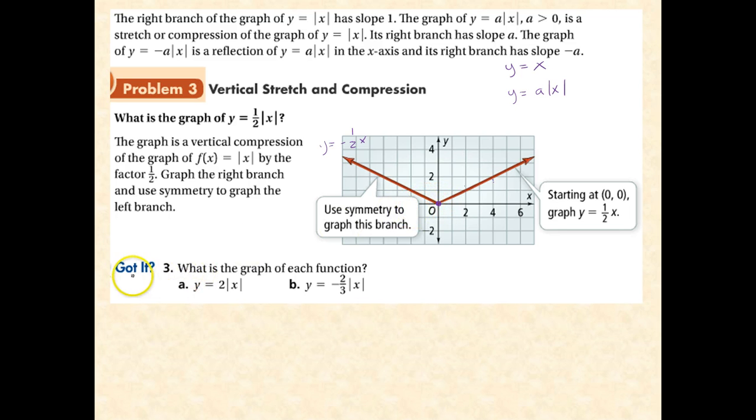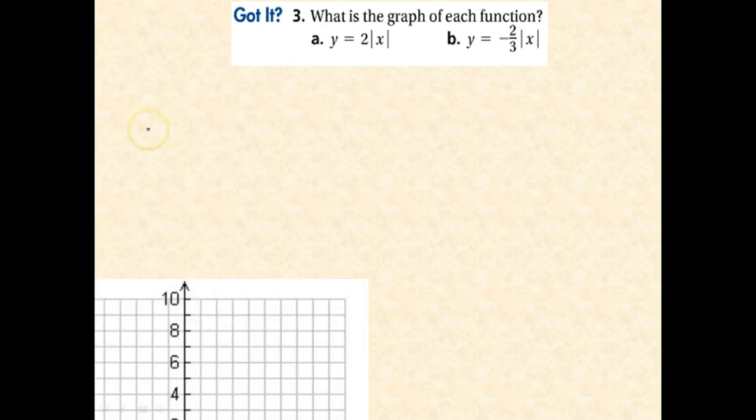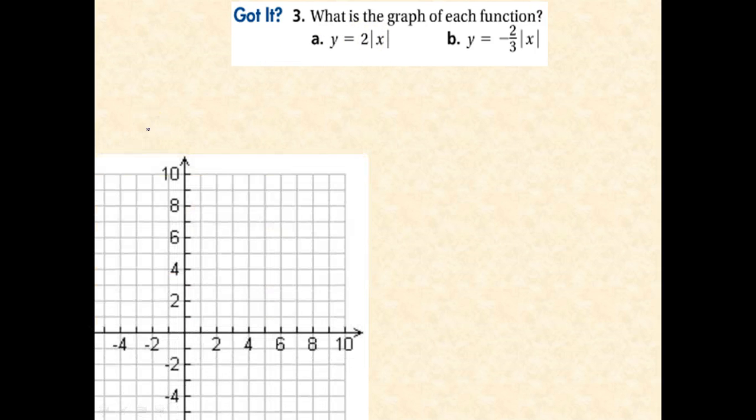Okay, so see if you can figure out what the graphs of these bad boys are. Okay, so y equals 2 times the absolute value of x. There's a couple ways we can think about this. We can say this is going to be twice as tall as the absolute value of x. So over 1 up 1 would become over 1 up 2. Over 2 up 2 would be over 2 up 4.